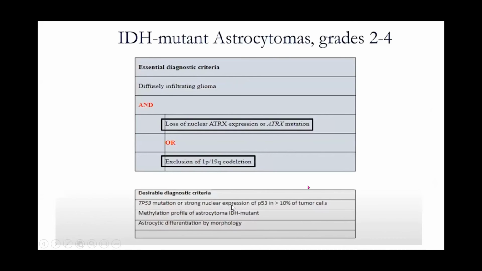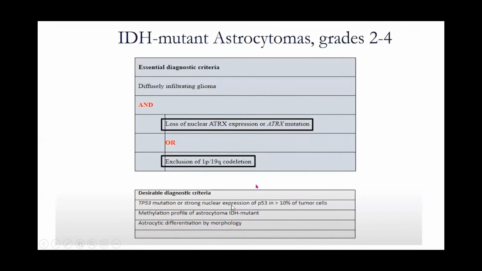Now, coming to the grading of gliomas, we look at the IDH mutant astrocytomas first, which now are grades 2 to 4. So, in all tumors now in the new WHO classification, there are some essential diagnostic criteria and there are desirable diagnostic criteria which have been separated.